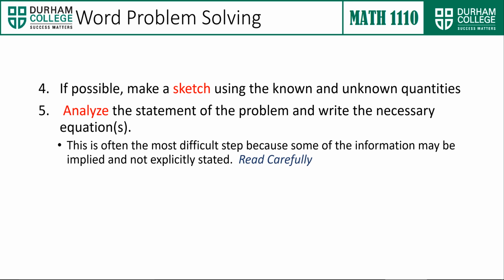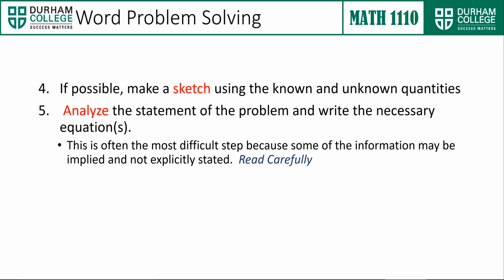Okay, in step four, what you are supposed to do is, if you can, make a sketch of it, or even if it's not on paper, you can make a mental model of it. So you use both the known and unknown quantities, and you try to ask your question: what have I been given, and what have I been asked for? So think, how can you possibly find the information that you have been asked for?